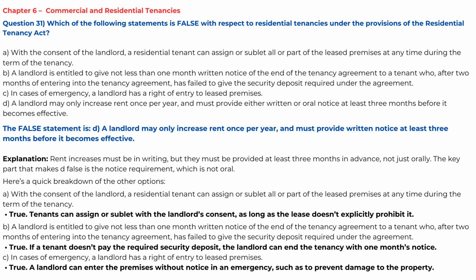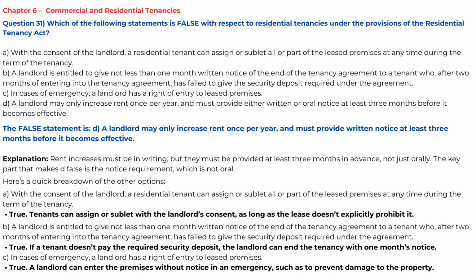Question 31. Which of the following statements is false with respect to residential tenancies under the provisions of the Residential Tenancy Act? The false statement is D. A landlord may only increase rent once per year and must provide written notice at least 3 months before it becomes effective. Explanation. Rent increases must be in writing, but they must be provided at least 3 months in advance, not just orally. The key part that makes D false is the notice requirement, which is not oral.